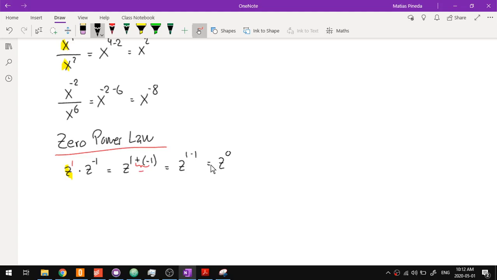Anytime we have a power where the exponent is 0, the power always equals 1.